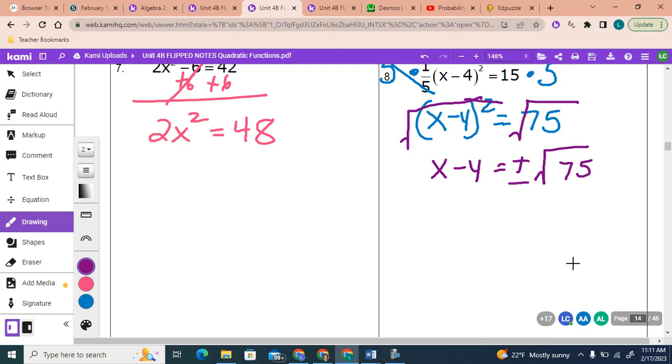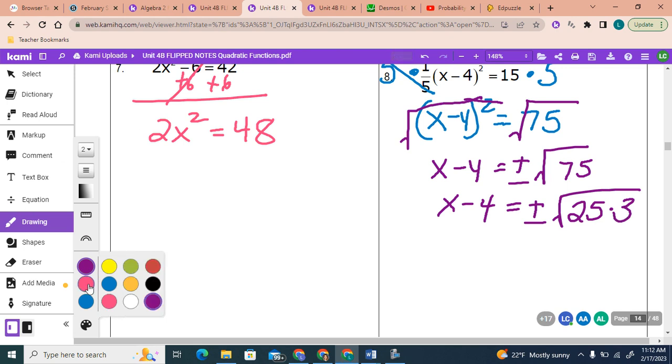Do we know this? Okay. Do we even know what quarters are anymore? Okay, that's good.